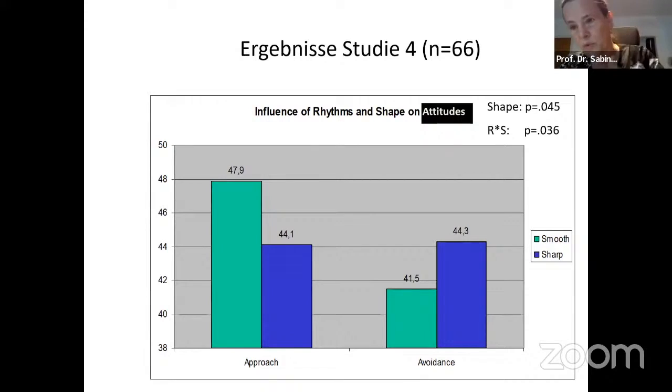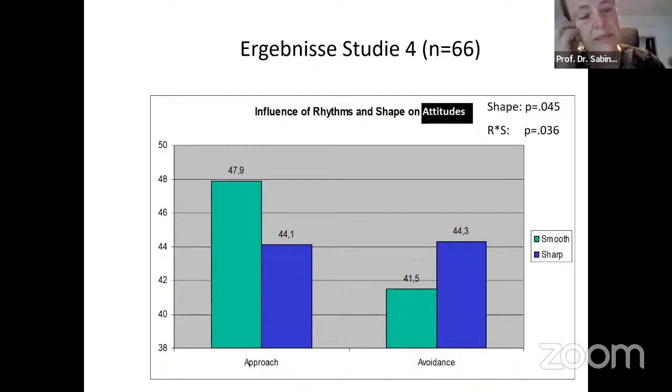Of course, smooth caused more positive affect, as we found before, but also on attitudes, which was interesting. So the smooth approach movement towards the body caused the most positive attitudes towards arbitrary Chinese ideographs that we showed these people. And smooth movement away from the body caused the least positive attitude, or the most negative attitude. And interestingly enough, when we did the sharp movement towards or away from the body, it didn't cause a difference.